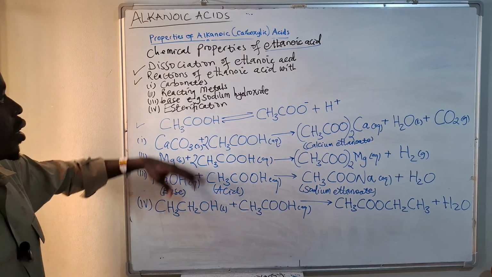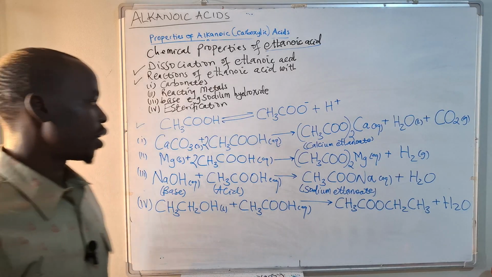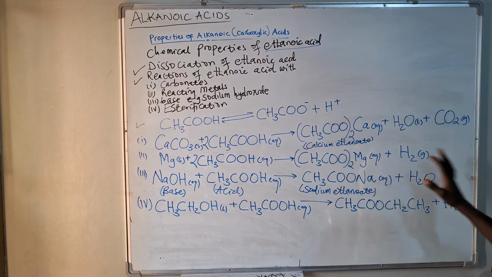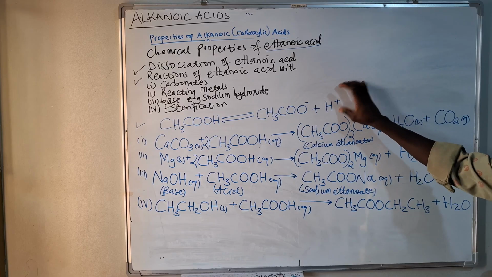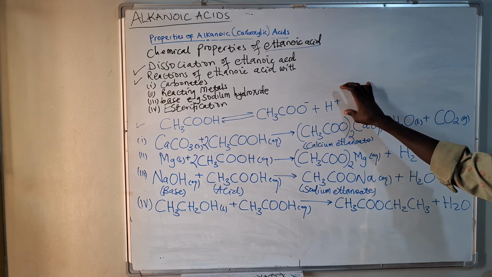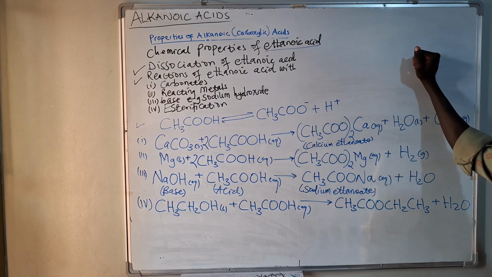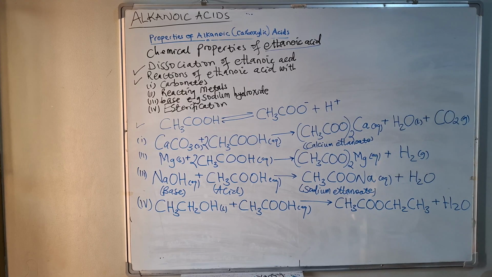So chemically, this is how ethanoic acid behaves when it is treated with other substances. One thing we need to know here is that it dissociates partially in water, so that means it is a weak acid. Here we shall have aqueous, of course. This one here is liquid.